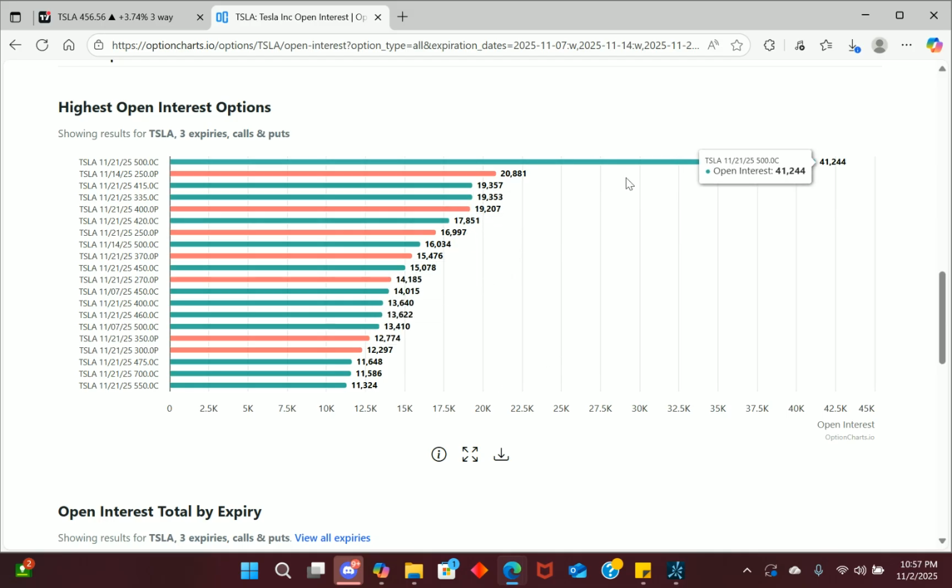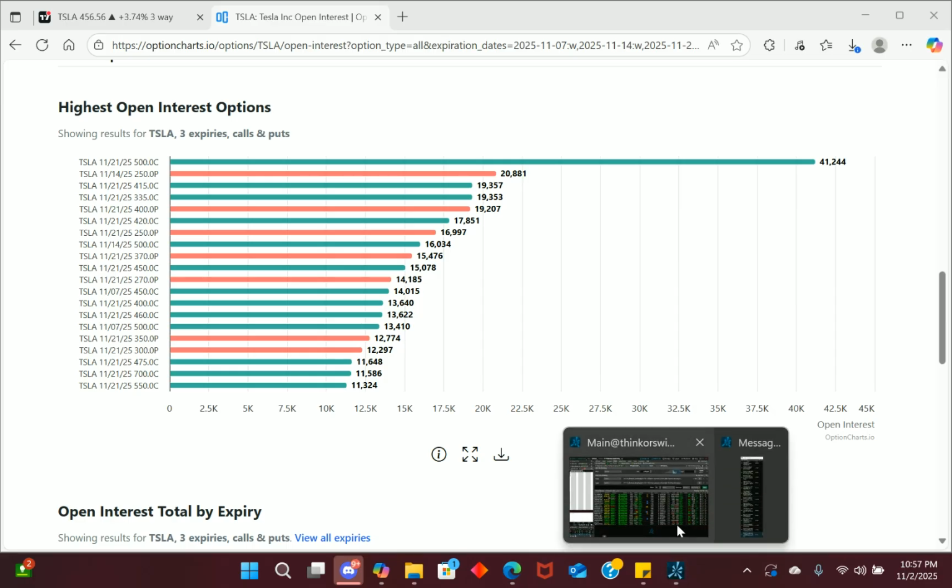To make things easy, you can choose one of these, because you know there's a ton of open interest going on here. But we also have this one, November 7th expiration for 450, and that's 14,000. We also have another one at 500 here.